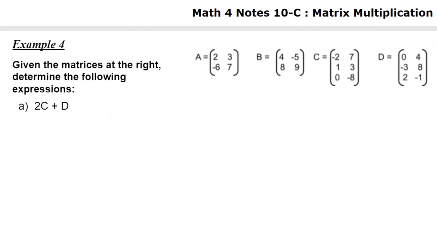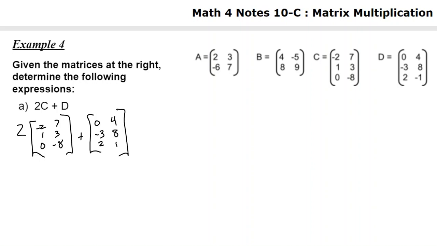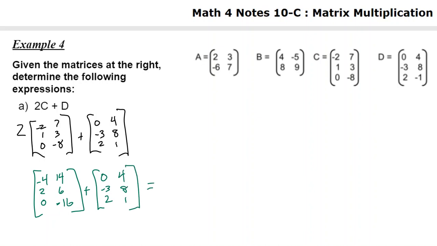Now, let's warm up with a little scalar multiplication and addition. 2C plus D would look something like this. 2 times C is going to be -2 and 1 and 0 and 7 and 3 and -8 plus 0 and -3 and 2 and 4 and 8 and 1. And so our first step is to distribute the 2. Now I've got a -4 and a 2 and a 0 and a 14 and a 6 and a -16. And I'm going to add that to this other guy and see what we got when we're done. So -4 plus 0, 2 plus -3, 0 plus 2, 14 plus 4, 6 plus 8, -16 plus 1.